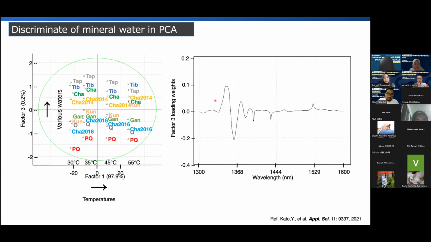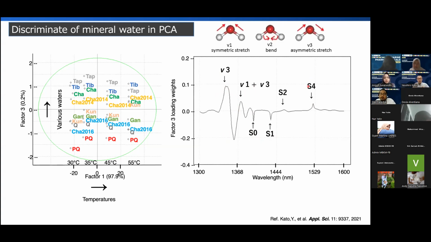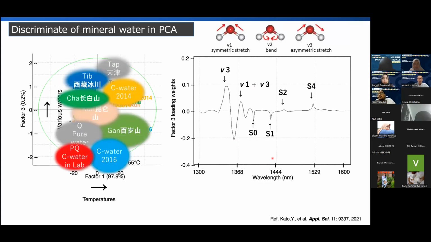Maybe these peaks can discriminate the various waters. What does each peak mean? Each peak indicates V3 or V1, V3 combination, or free water, or water in combined binding, like ice. So near-infrared spectra combined with PCA discriminated the various waters from these kinds of water vibration or clustering, like this one. This was published; if you're interested in more detail, please read the paper. So spectra can be useful for discriminating the various waters.